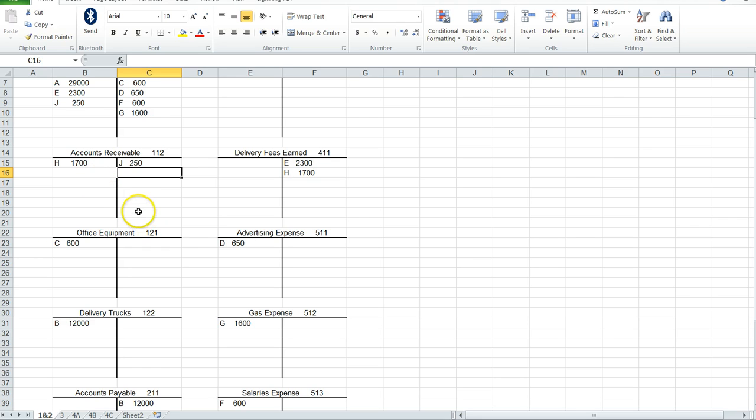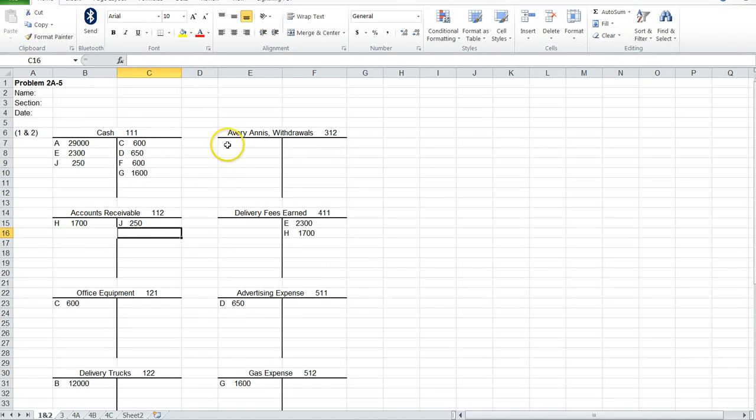And finally, Avery withdrew cash for personal use for 300, so we have to hit her withdrawals account and put in the letter K. That's adding to the withdrawals account. Later you'll learn that it will serve to reduce the owner's equity account. You see it now when we do the owner's equity statement. We subtract the withdrawals, but you'll see it happen in the ledger also when we do our closing entries. I think in Chapter 5, the amount in the withdrawals account has to be closed out and subtracted directly from the owner's equity account itself in order to update the owner's equity.